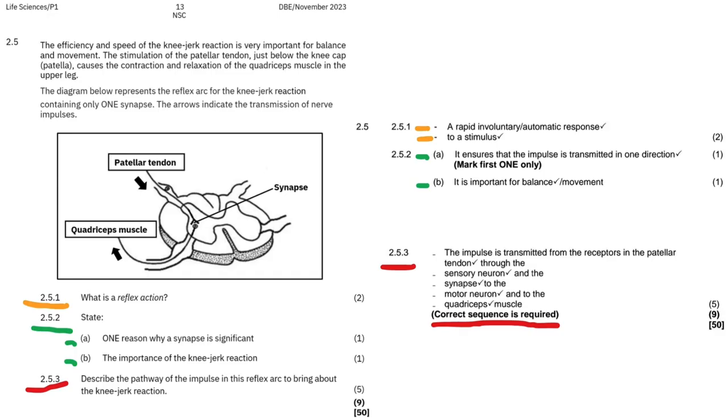Question 2.5. The efficiency and speed of the knee-jerk reaction is very important for balance and movement. The stimulation of the patellar tendon just below the kneecap or patella causes the contraction and relaxation of the quadriceps muscle in the upper leg. The diagram below represents the reflex arc for the knee-jerk reaction containing only one synapse. The arrow indicates the transmission of nerve impulses. Question 2.5.1. What is a reflex action? The answer is a rapid involuntary automatic response to a stimulus.